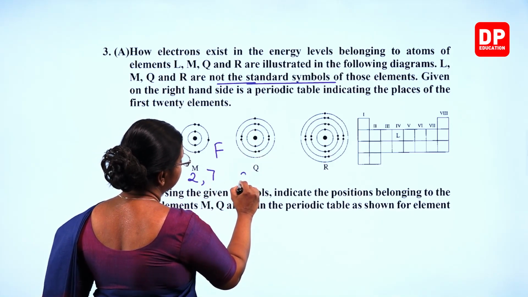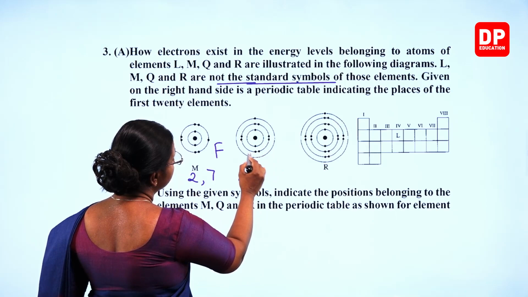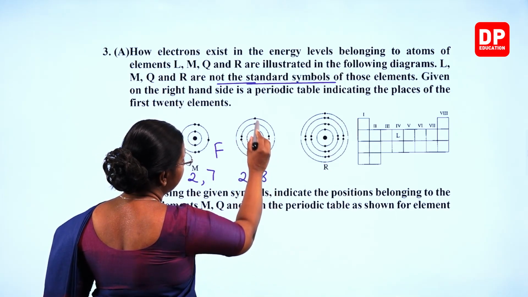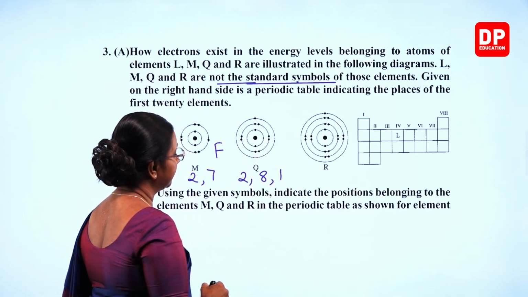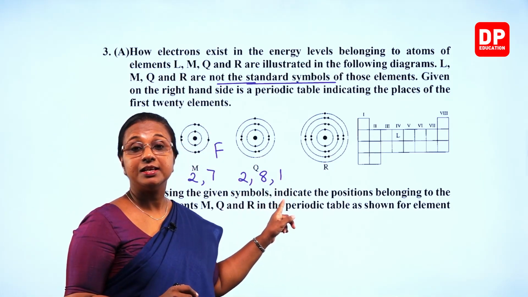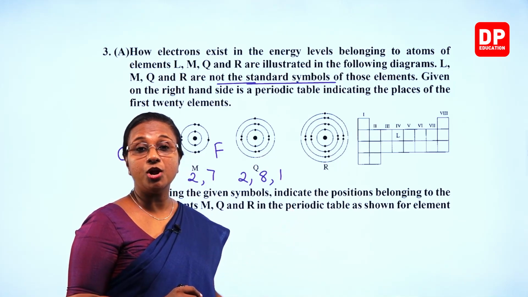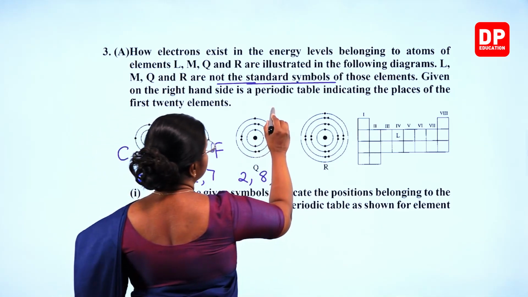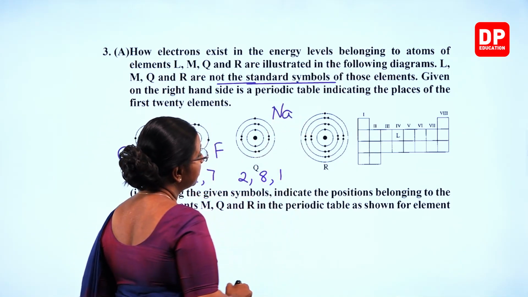Then here you can see what is this element. 2 in the first energy level, then 8 in the second energy level, then there is 1 electron in the third energy level. So, 2, 8 plus 1, 11. Atomic number 11, you all know it is sodium. So, you can identify that as well.